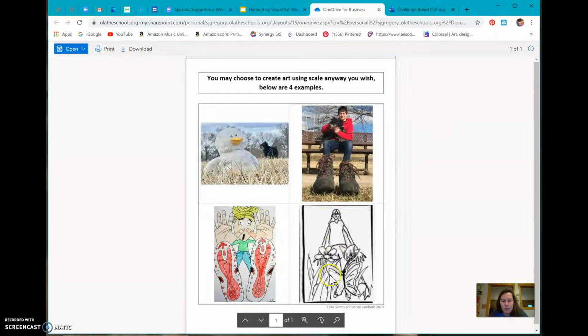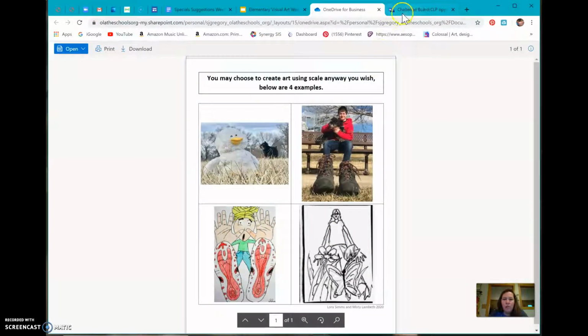Or like in this one, when you're down on the ground looking up at somebody and the flowers seem bigger. Or this one where they put their feet down and their hands down so it looked like they were bent down looking at you. So those are some fun ideas you could maybe try.